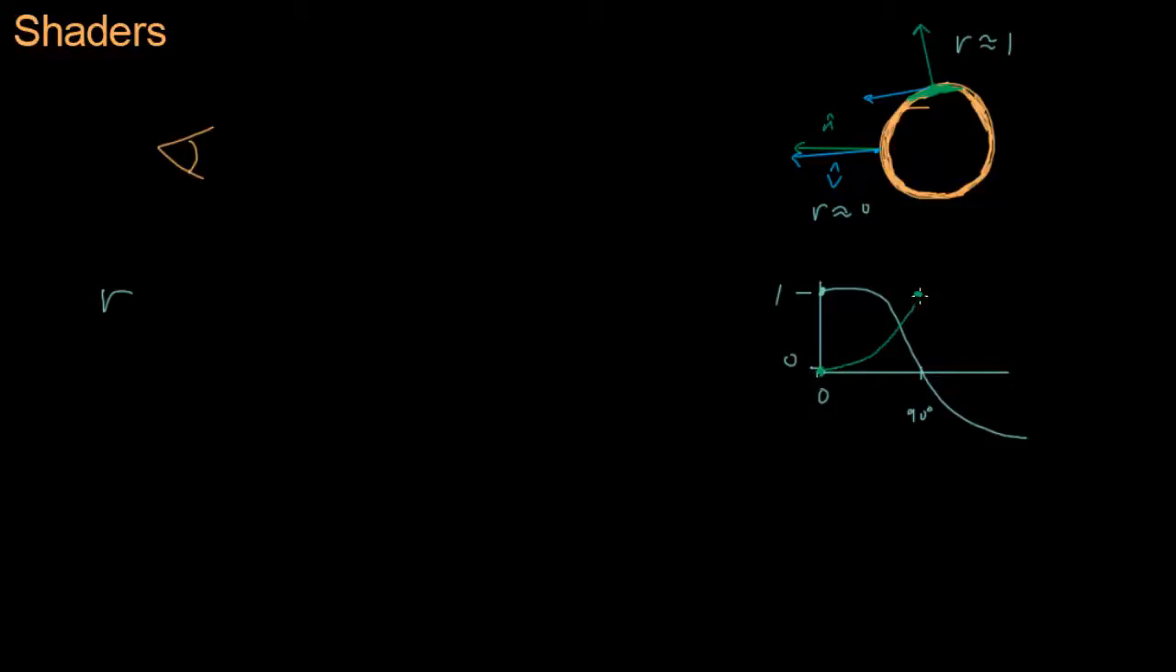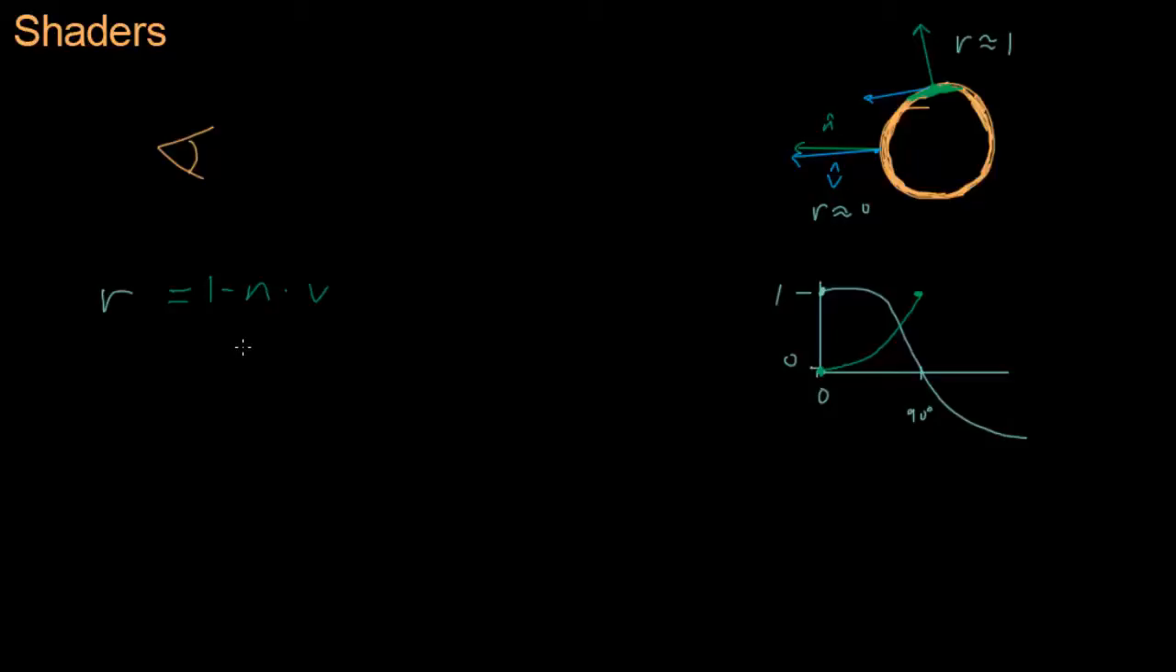1 minus cosine will look like this right here. It's the opposite of a cosine. It's an upside down cosine. And that'll get us what we want. So we can use dot product to calculate this R, and we'll have R equals 1 minus N dot V, to get that 1 minus effect right here. So that when N and V are pointing the same direction, the result will be 1 minus 1, which is 0. And when N and V are pointing 90 degrees from each other, we'll have 1 minus 0, which is 1. So that should get us our rim lighting.